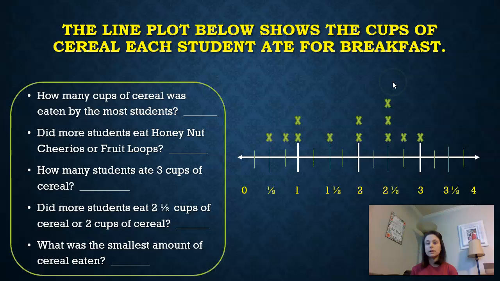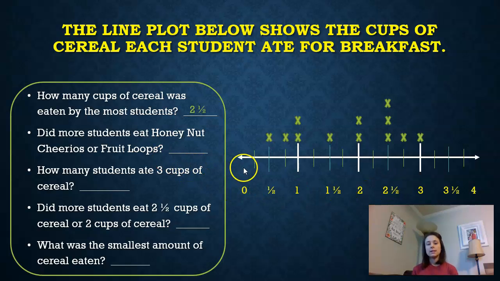below shows the cups of cereal each student ate for breakfast. Okay, so my first question, how many cups of cereal was eaten by the most students? So essentially, which number has the most marks above it? That's going to show the frequency or the greatest number of students that ate it. So we look here and we find 3 X's. That's the most marks above a number, and it's above 2.5. So the answer is 2.5 cups. How many cups of cereal was eaten by the most students? 2.5 cups was eaten by the most students.